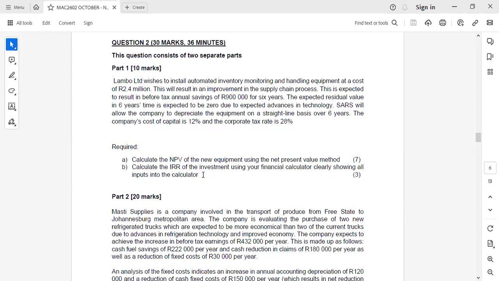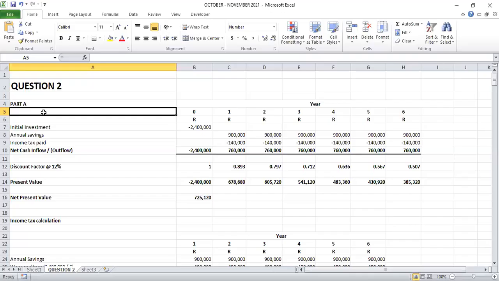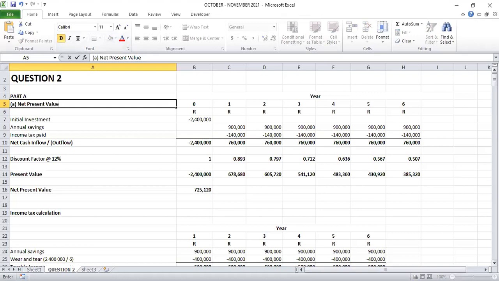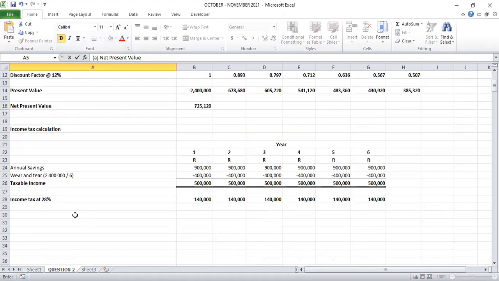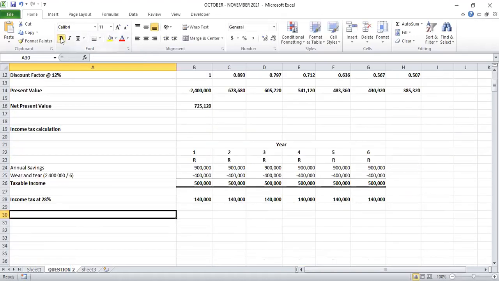Part B says calculate the IRR of the investment using your financial calculator. Now to get your IRR, let me just indicate here that this was the net present value, and this is the internal rate of return.